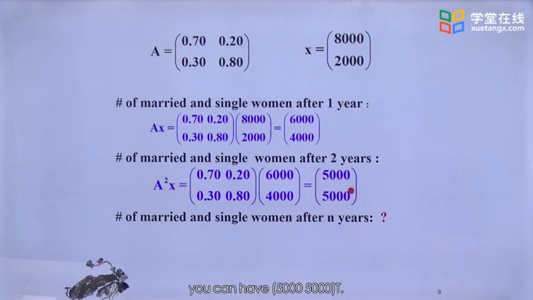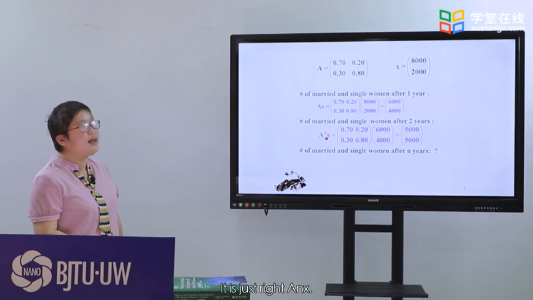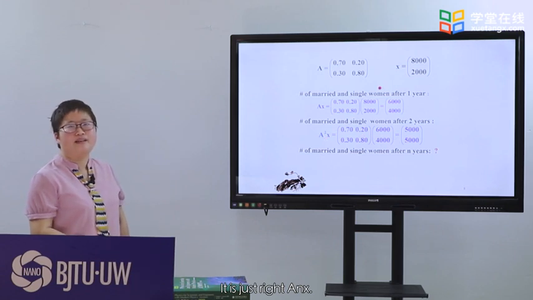You can have 5,000, 5,000. So how many married and single women after n years? So you just write A power n times X.